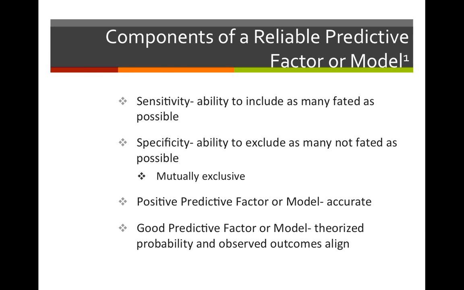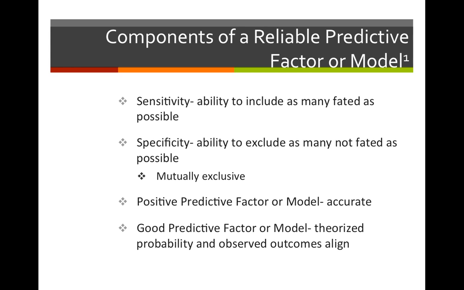And then conversely, on the other hand, you have specificity, which means you also want to be able to exclude the people that are at a low likelihood for having that condition. These two things are mutually exclusive, so as the sensitivity of a model increases, the specificity decreases. So at this point, it's more of a balancing game. You want to include as many and exclude as many, but you're not going to have 100% on both.